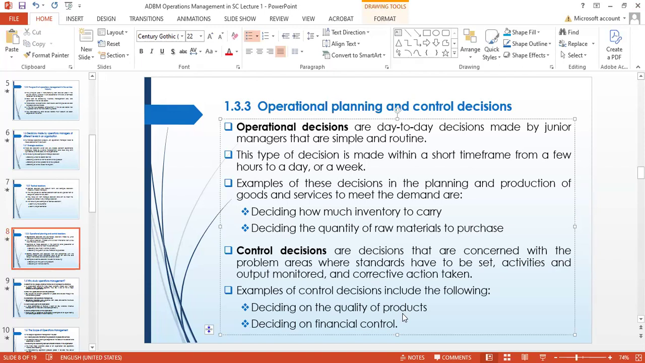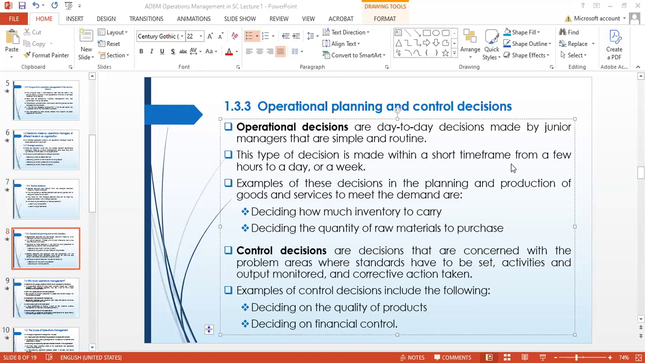Right? Also, deciding on the finances of the business. They control the finances of the business. The day-to-day operational expenses are controlled by the low-level managers. So if operational expenses are controlled, we're talking of the finances. The cost effectiveness of the resources that are used to produce goods is also controlled by these low-level managers or the junior managers. That is the finance part.